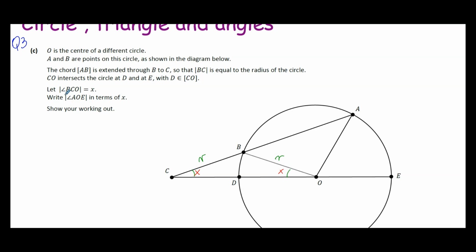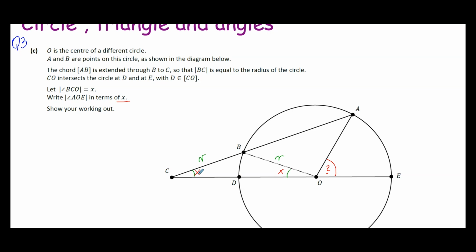So what do I need to do? I need to write angle AOE. So this angle, that's the final part, in terms of X. So X will be included, not in terms of numbers alone. So we're not looking for a value of it. Okay, so let's start that.